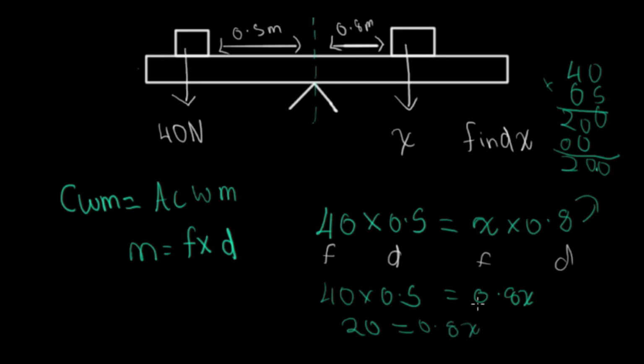0.8x, yeah. And then because of algebra, we can just rephrase it. 0.8x is equal to 20, and we can say x is equal to 20 over 0.8, because we are dividing by 0.8 on both sides. And when you do the math, you get 25 newtons. And since math is cool, let's just do the math. Let me just cancel some things.